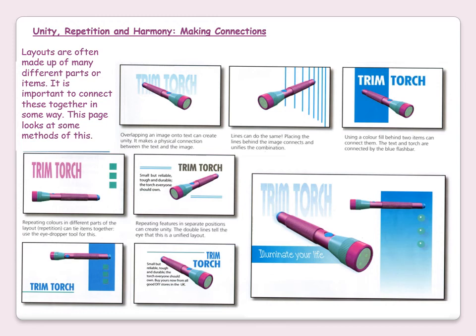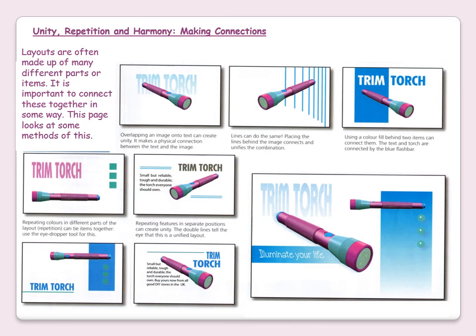Lines can do the same. Placing the lines behind the image connects and unifies the combination. Using a colour fill behind two items can connect them. The text and the torch are connected by the blue flash bar. Repeating colours in different parts of the layout. Repetition can tie items together.